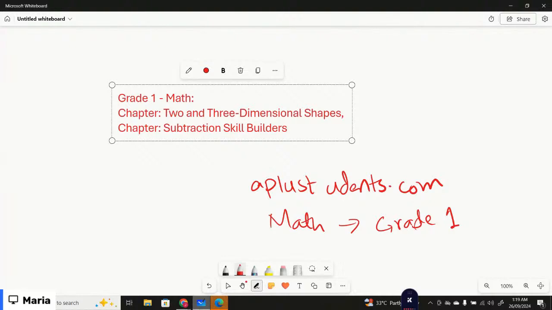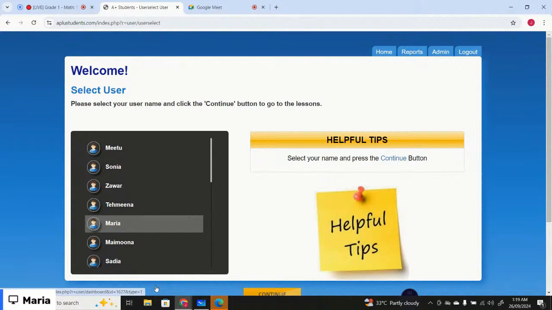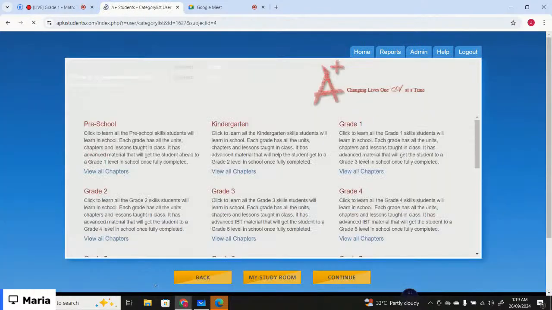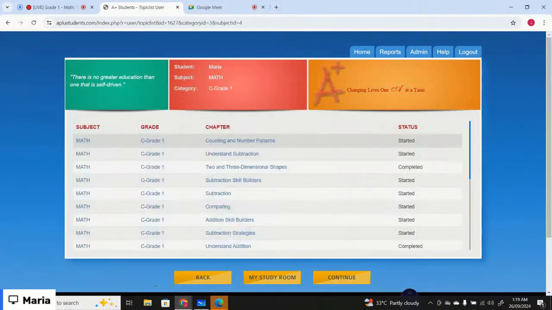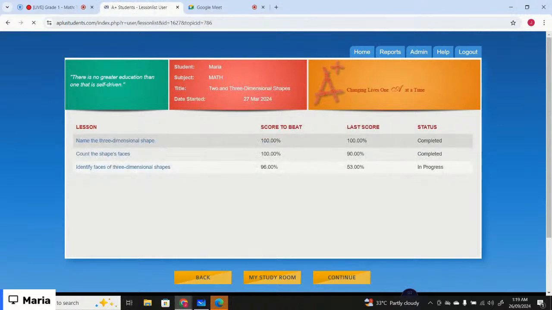There you can find a list of the chapters. We're going to start with the chapter 2 and 3 dimensional shapes. Then we'll start the chapter subtraction skill builders. So here I am on grade 1 math. Let's just start with the chapter that is 2 and 3 dimensional shapes. Let's start with the first lesson that is name of 3 dimensional shapes.